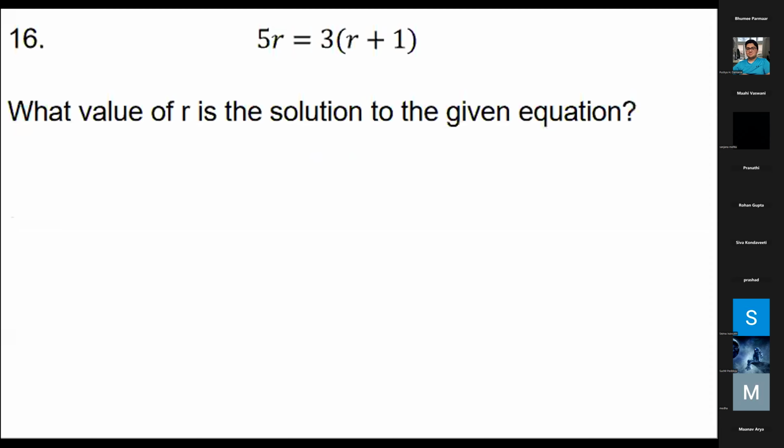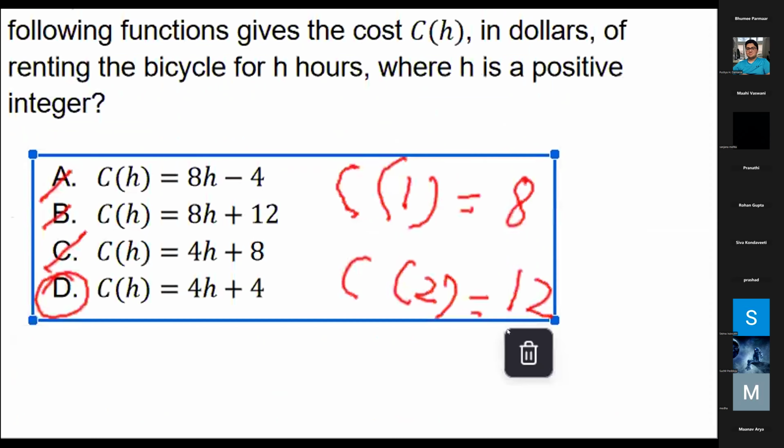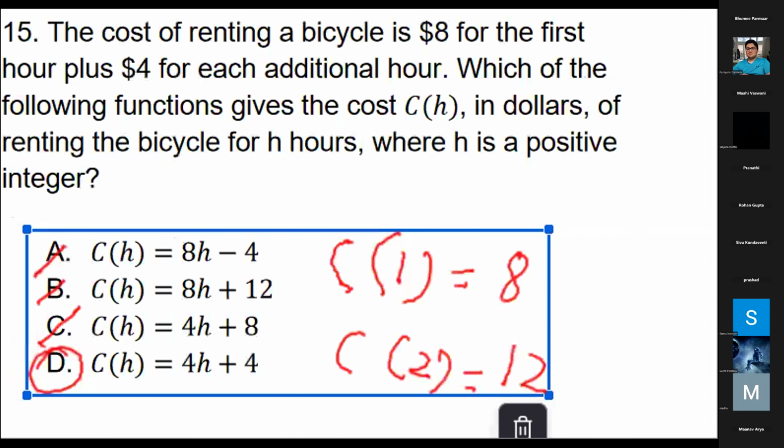Okay, someone said that they thought the answer was C. Basically, it says the cost of renting a bike is $8 for the first hour, plus $4 for each additional hour, right? So if the cost of renting the bike is $8 for the first hour, that means if H is equal to 1, if hours is equal to 1, you have to get a cost of 8.